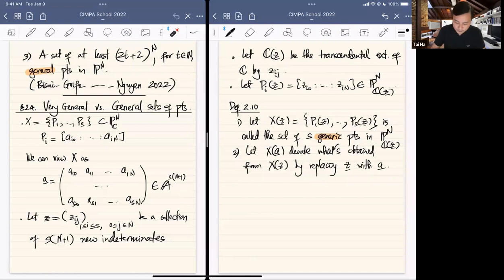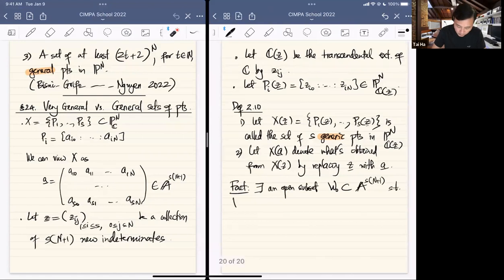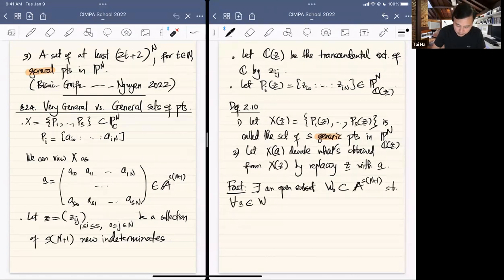Right? So in fact, there exists an open subset, let me denote it by W0, inside my parameter space, such that for all A inside this open subset, this is now a set of S distinct points in Pn.